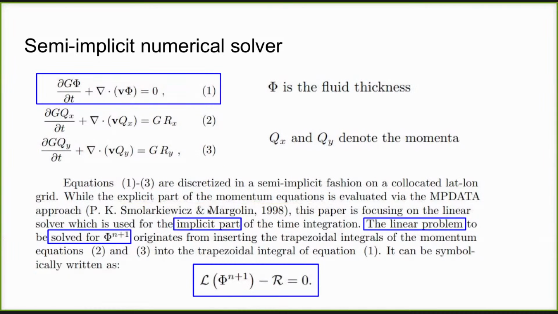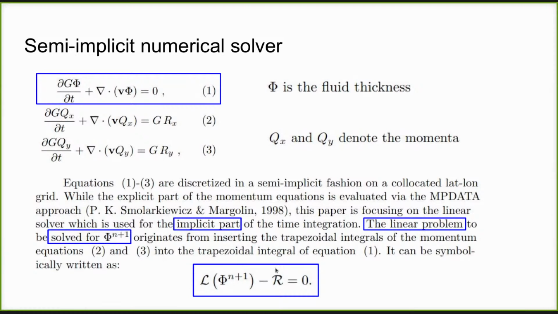Now, more interesting is how the fluid thickness itself is handled with the solver. They kind of glance over the details in the paper. This is going to be the implicit part. It's going to be a linear problem by the end of the day, for which we have to solve for the fluid thickness of the next time step.